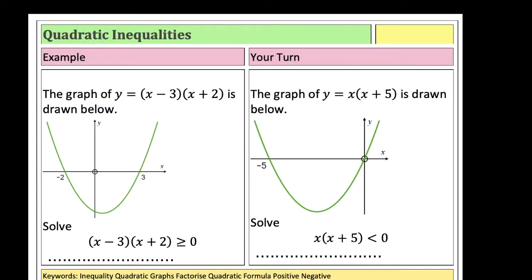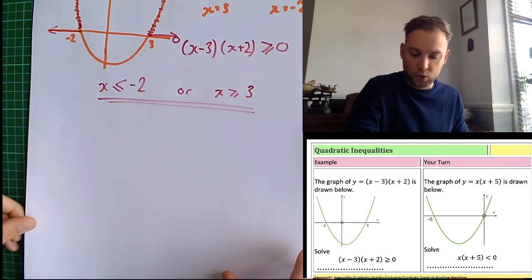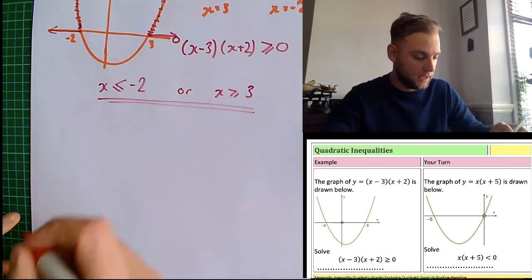So, the graph of y is equal to x times x plus 5 is drawn below. Solve x times x plus 5 is less than 0. So, let's have a look at this one. I am going to draw this one out again. It's always worth drawing these.